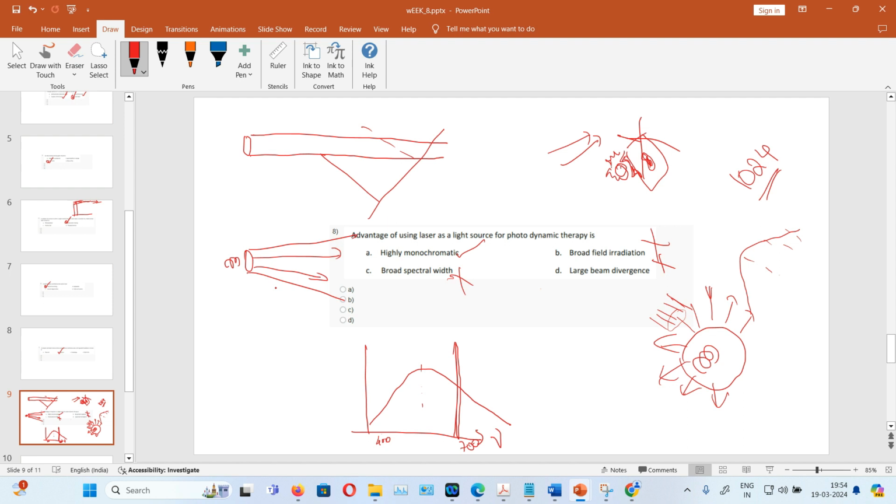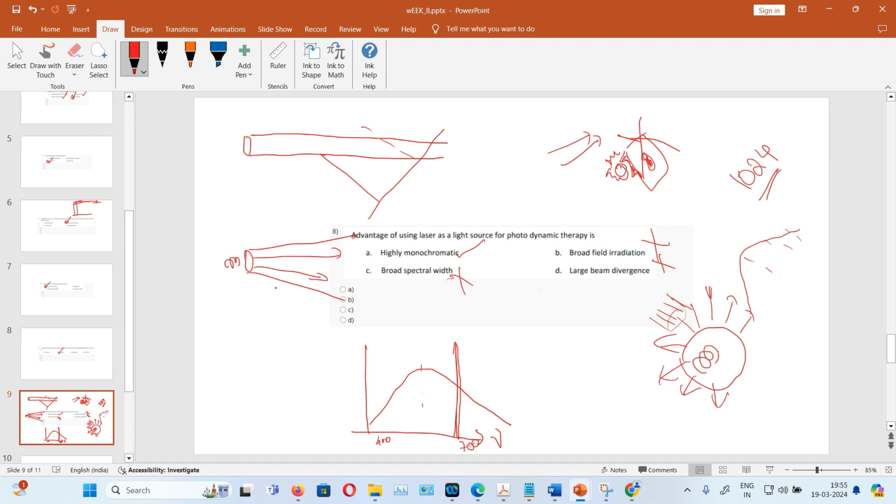It's highly monochromatic. And in the other method, there is less field of irradiation. So we can choose a very small area, and we can specifically destroy the cells in that area. That's actually one of the good things about the laser. Whatever we are seeing, it's not a broad field irradiation, it's a narrow field irradiation.